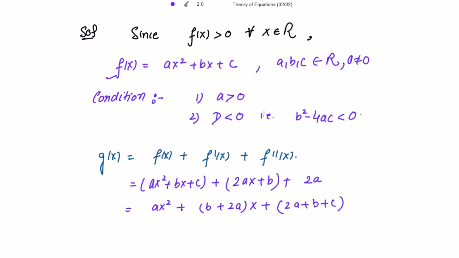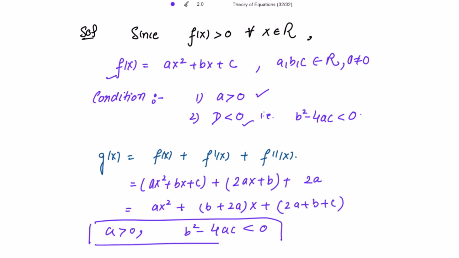Okay. What can we say about g(x)? Is it positive or negative? Because we are having a to be positive and the discriminant is negative for f(x) to be positive. So we are going to use these two conditions for g(x). So for g(x), what are we having? a positive and the discriminant of f(x), that is b square minus 4ac, to be negative. We are going to use these two conditions for g(x). Alright, let's find the discriminant of this g(x) now.